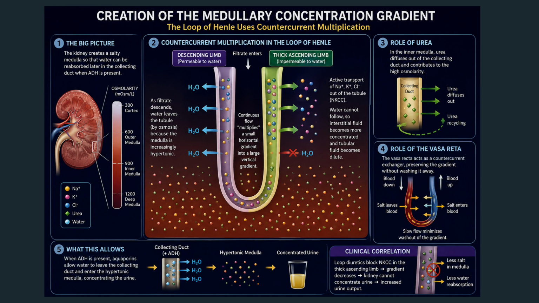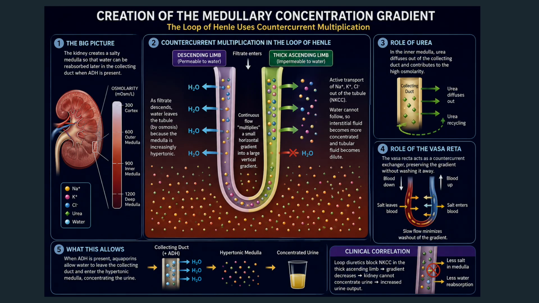If the body becomes dehydrated, the kidney must conserve water, but water will only move if there's a concentration gradient or osmotic gradient pulling it out, so the kidney creates one. Deep inside the renal medulla, the kidney builds an environment that becomes progressively saltier and more concentrated. The deeper you go into the medulla, the higher the osmolality becomes.